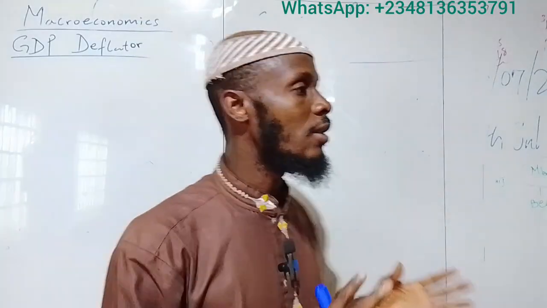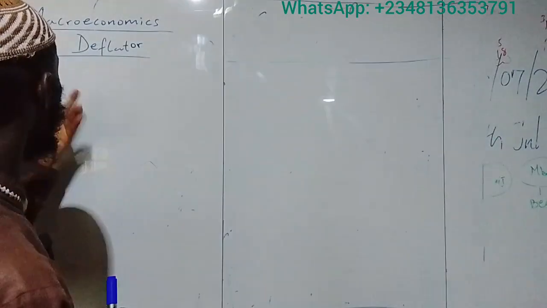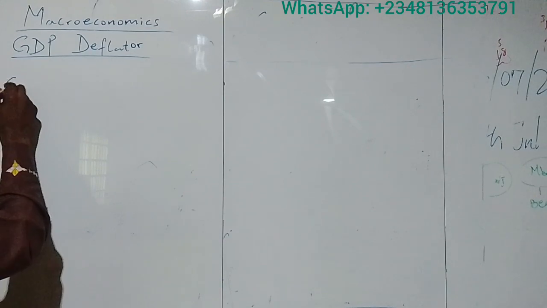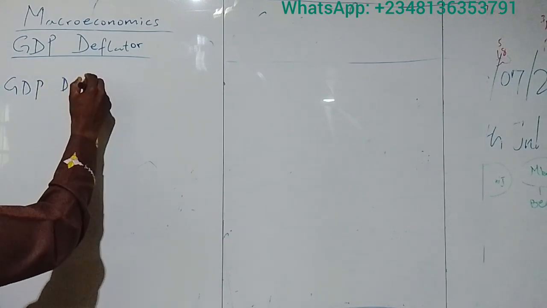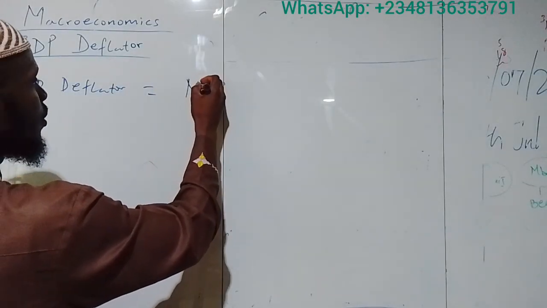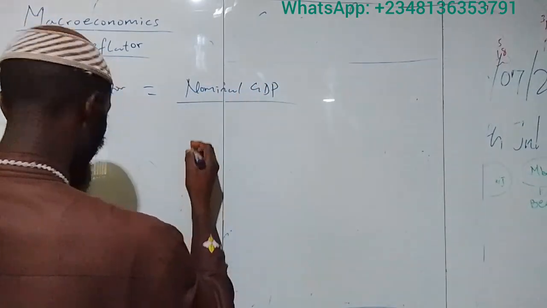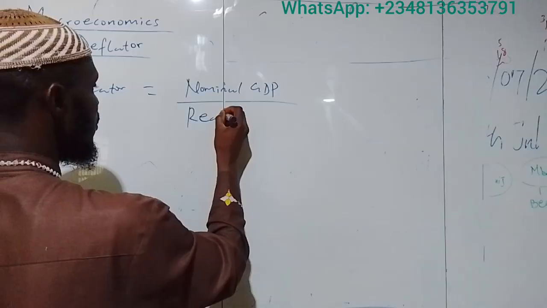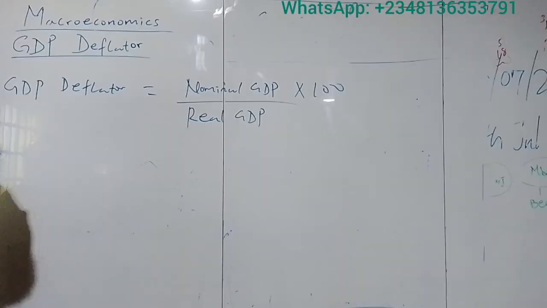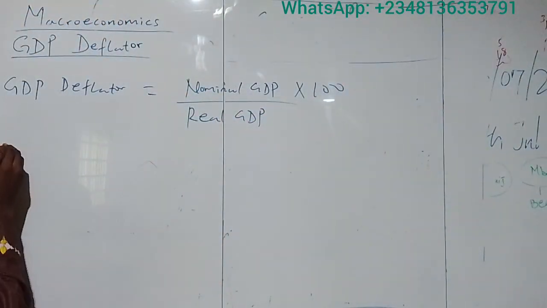The interest in this class is to show you how to compute GDP deflator. And how do we measure GDP deflator? So GDP deflator can be expressed as the nominal GDP divided by real GDP multiplied by 100. Nominal GDP divided by real GDP multiplied by 100. So let's take for instance an example.